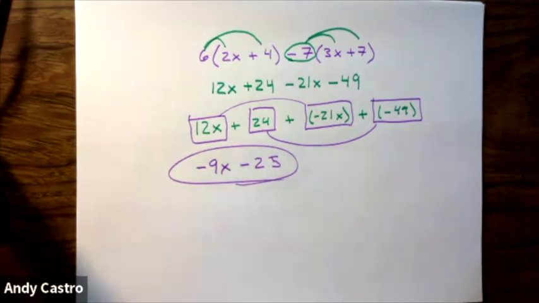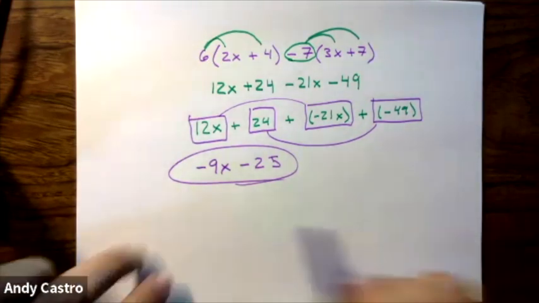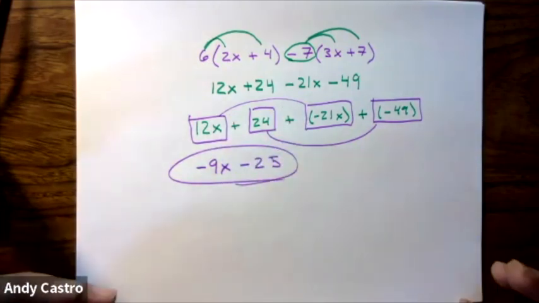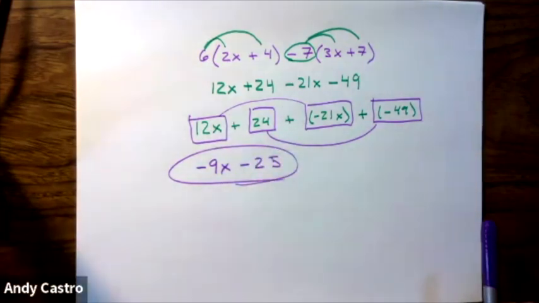All right. So we've done quite a lot today. We have combined like terms. We've multiplied things out and combined like terms. And we have factored out by finding the common factor. So make sure all that's in your notes.